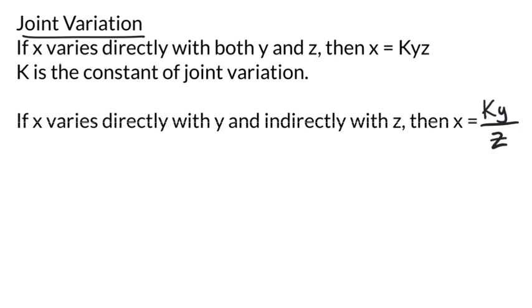But sometimes they're going to mix direct variation with indirect variation. So if x varies directly with y, then you'd have x equals ky, but if it also indirectly varies with z, then it would have been x equals k over z. So we can combine those. We don't need two constants of joint variation. It's just k, the individual constant of variation.